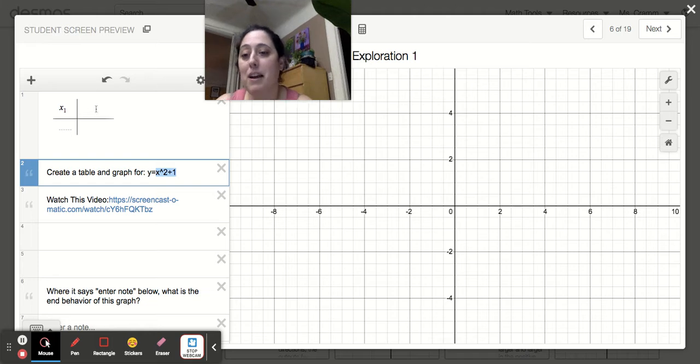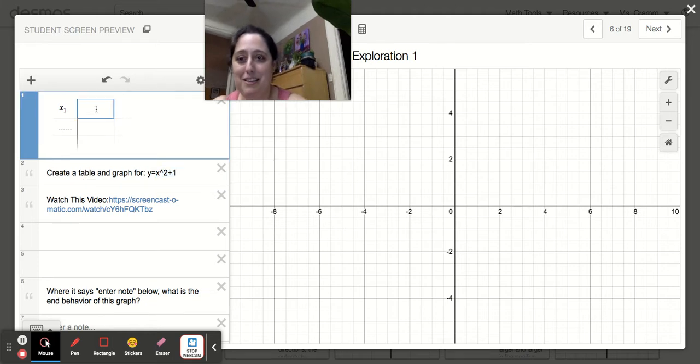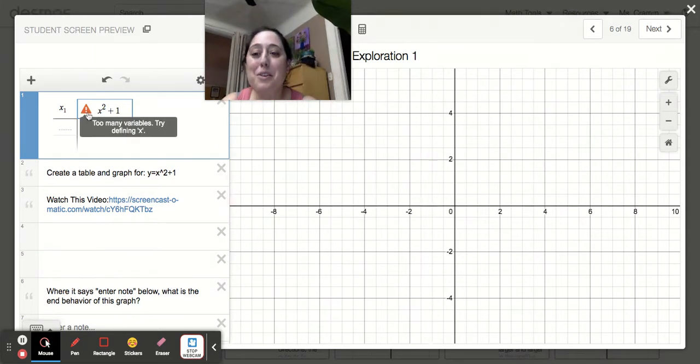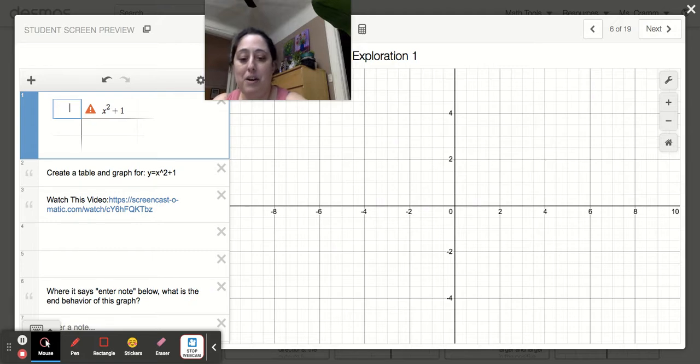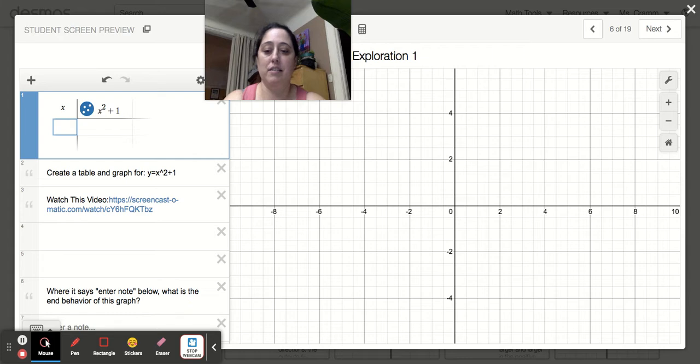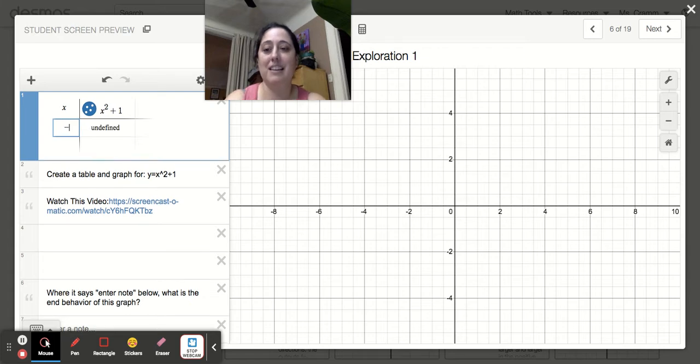So I might actually retype this so that I get, oh, okay, they actually have the exponent. Okay, cool. So this right here, too many variables, what's going on? I just need to come over to this side, delete that, and just put x. All right. So I'm just going to go over here and say, okay, if x is, and I'm going to pick a really high negative, if that makes sense.